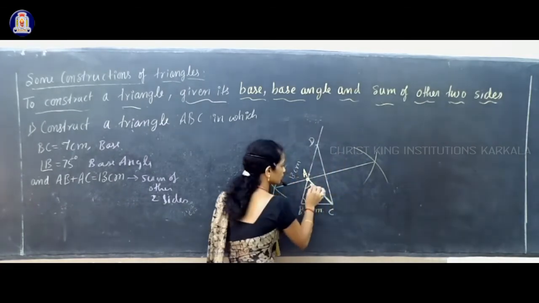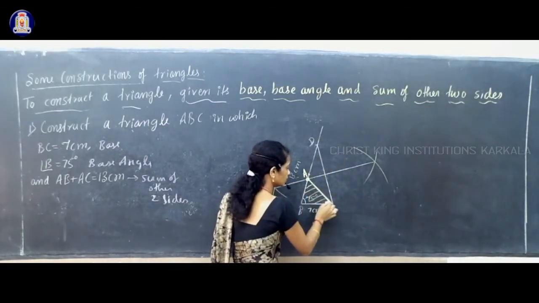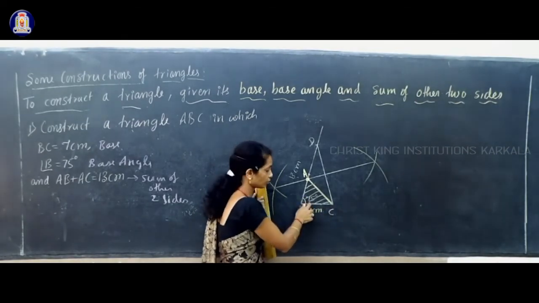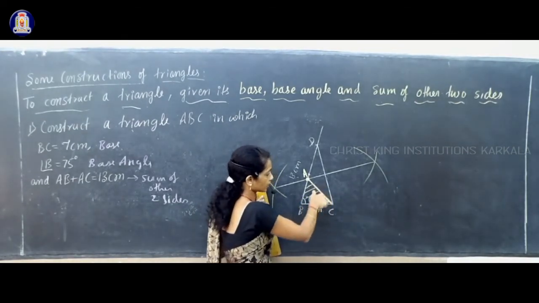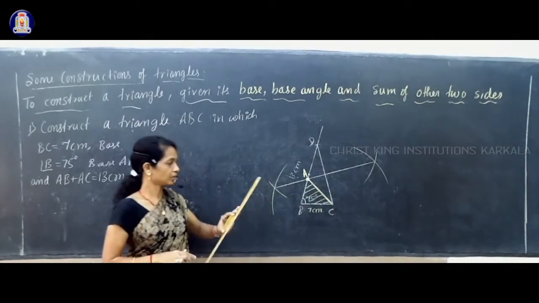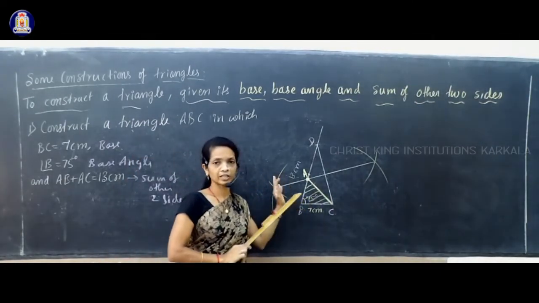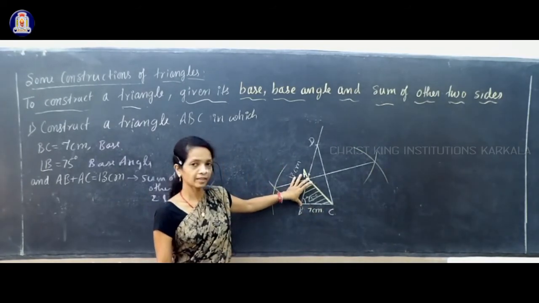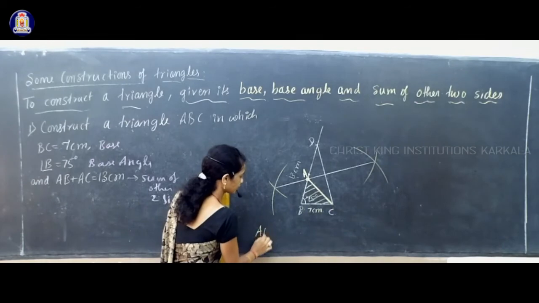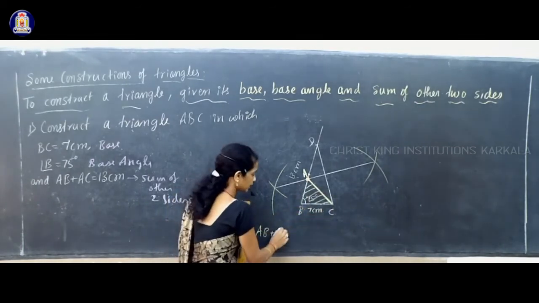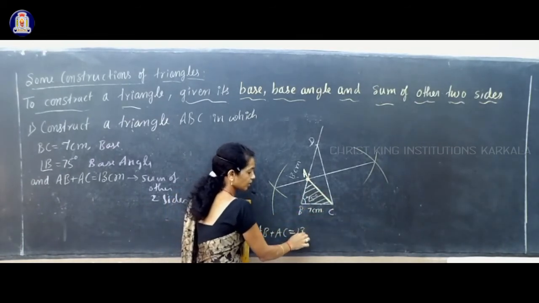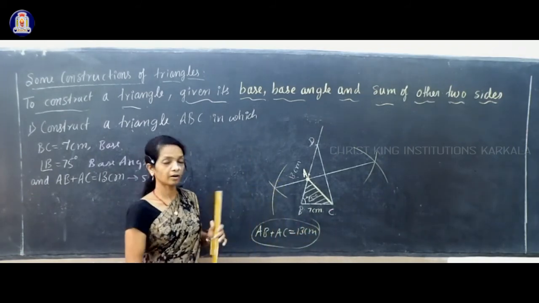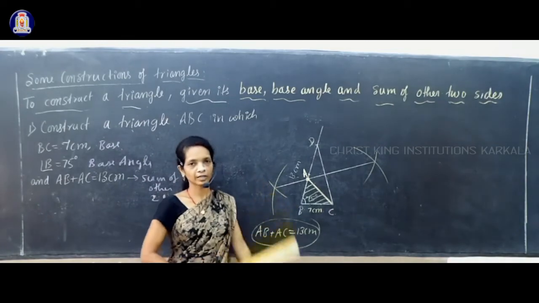Now this is your triangle ABC. That is a triangle with the base of 7 cm, base angle 75 degrees, and sum of other two sides 13 cm. You can check whether your construction is proper by measuring AB length and AC length. If this sum is 13 cm, then your construction is proper. Otherwise, you have to check your construction again.